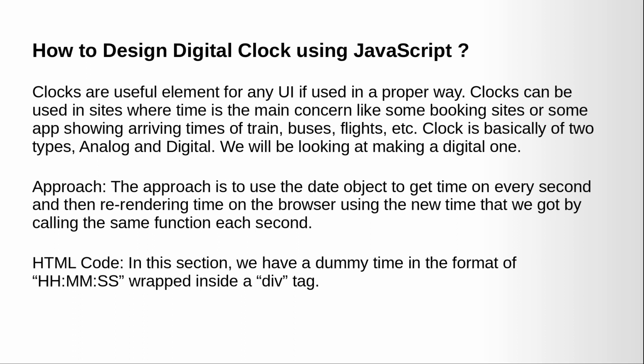Clock is basically of two types, analog and digital. We will be looking at making a digital one. Okay, the approach is to use the date object to get time on every second and then re-rendering time on the browser using the new time that we got by calling the same function each second. HTML code. In this section we have a dummy time in the format of HHMMSS, that is hours, minutes and seconds, wrapped inside a div tag.